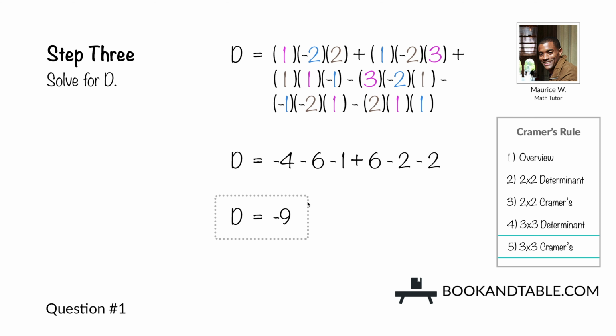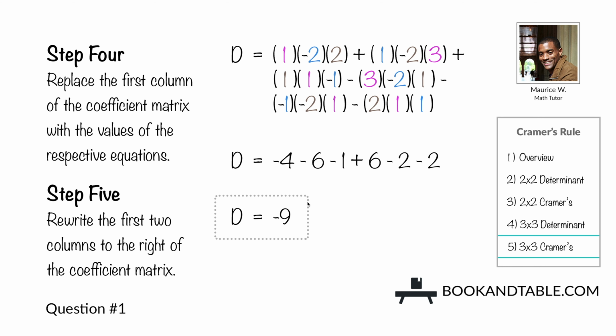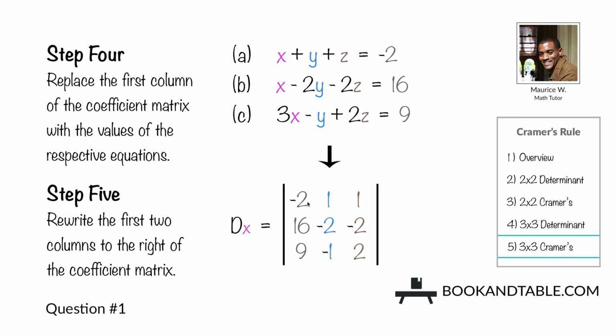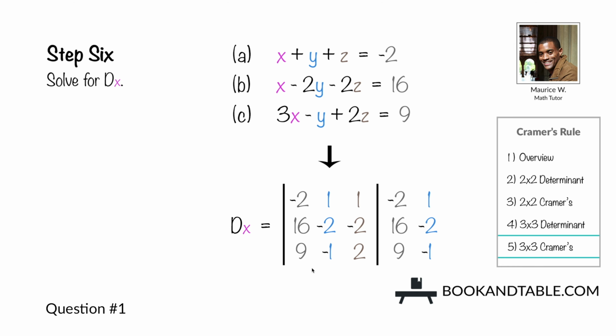We now put that to the side so that we can try to find dx. So we'll go back to our 3 equations. And step 4, replace the first column of the coefficient matrix with the values of the respective equations. So we remove the coefficients of the x terms and replace +1 with -2 in the first row. Replace +1 with 16 in the second row. And replace +3 with positive 9 in the third row. And now we want to rewrite the first two columns to the right of the coefficient matrix. And now we have what we need to solve for dx.